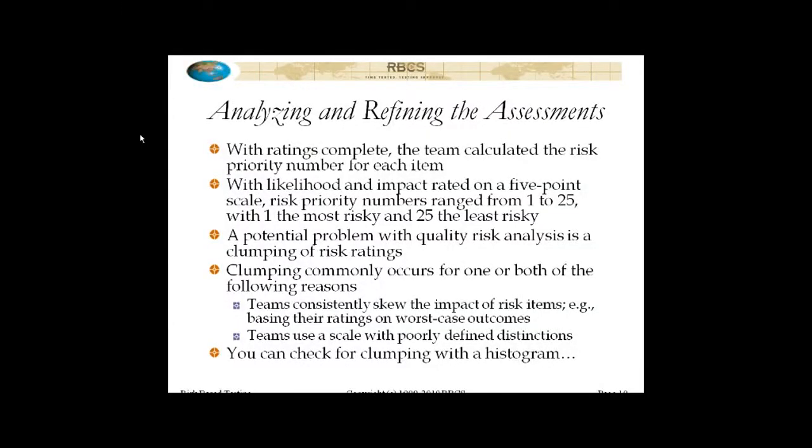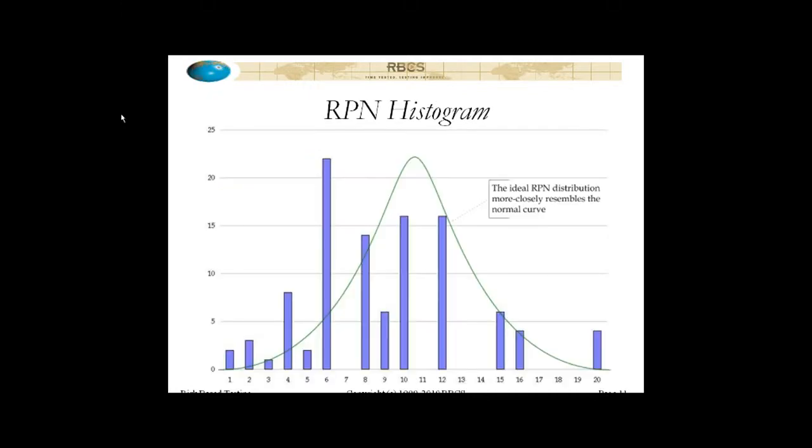System response time problem. What does that usually mean? So that's skewing. Skewing can happen. Another thing that can happen is that the distinctions on the scale of likelihood ratings or impact ratings are not well defined or not well internalized. So we want to check to see if that's happened, and it's very easy to do when you've captured these risk items and their ratings in a spreadsheet, because you can create a histogram like this guy here.